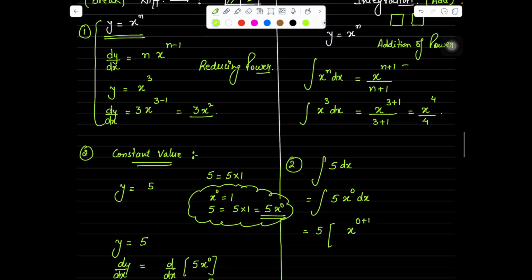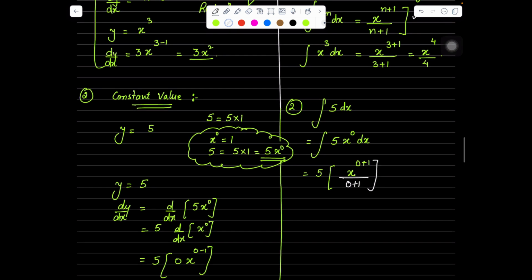See, you can check from here. 0 plus 1 divided by 0 plus 1. Fine. So what is the value? 5 x raised to power 1 divided by 1. So what is the answer? 5x. Clear, guys? So why I teach you?